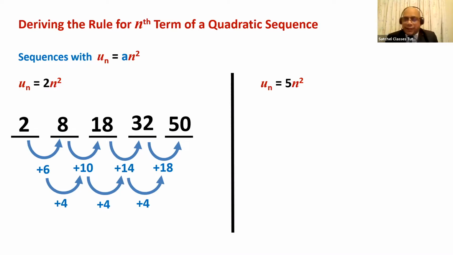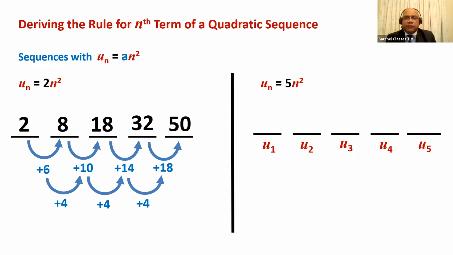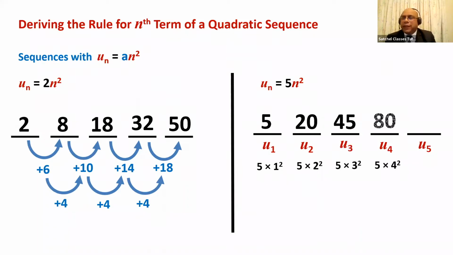Let's now look at the second sequence. Its nth term is given by the rule 5n squared. Let's derive the first 5 terms of that sequence. First term would be 5 times 1 squared, which is 5. Second term would be 5 times 2 squared, which is 20. Third term would be 5 times 3 squared, which is 45. Fourth term, 5 times 4 squared, which is 80. And fifth term will be 5 times 5 squared, which is 125.